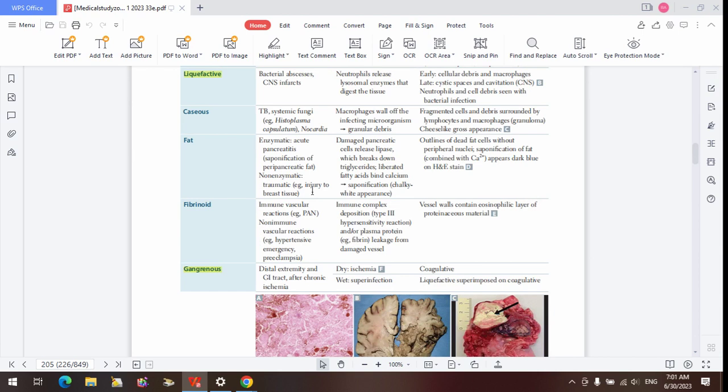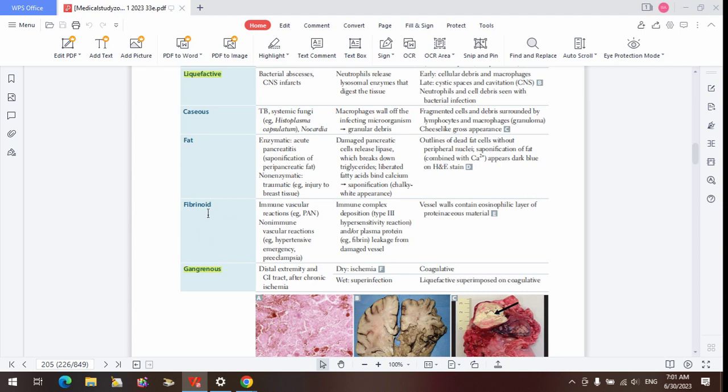So once we see pancreatitis, fat necrosis should be coming to our mind. Trauma to an area that is containing a lot of fat tissue like the breast, fat necrosis should come to our mind. And the fat necrosis following breast trauma is non-enzymatic. The one following acute pancreatitis is enzymatic, requiring the lipase enzyme.